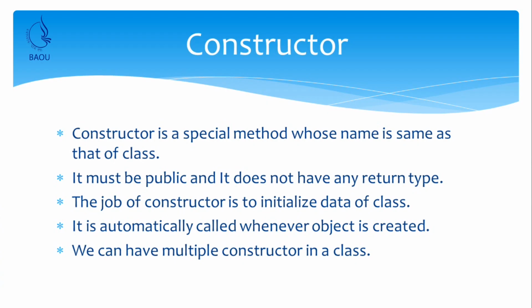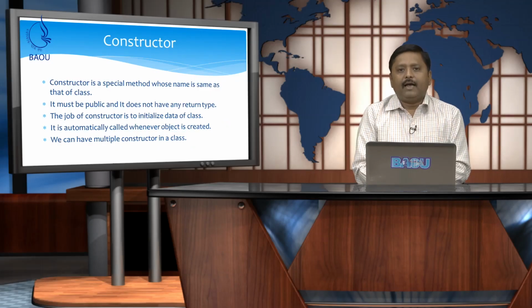So, you write down new and the class name, at that time it is automatically called whenever an object is created, and the job of the constructor is to initialize the data of the class. And remember, we can have multiple constructors in a class. For example, if my class has 3 instance variables, I can initialize all 3 in a single constructor, or I can initialize 1, 2 or 3 depending on my requirement. So, we can have multiple constructors also.